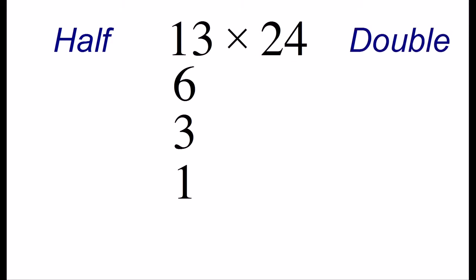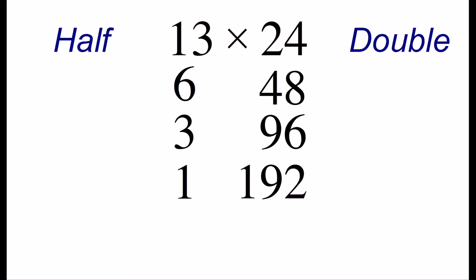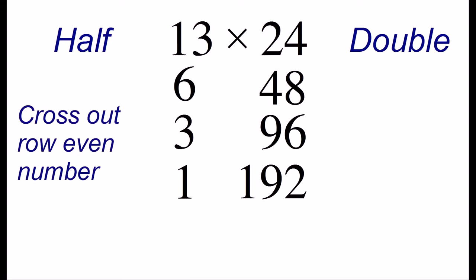The second step is to take the number on the right and keep doubling it. So the number 24 when doubled is 48. Then we're going to double this number again to get 96. And finally, we double 96 to get 192. The third step is to modify our table by crossing out any row that starts with an even number. In our table, only the row that starts out with 6 is an even number, so we're going to cross out the entire row.